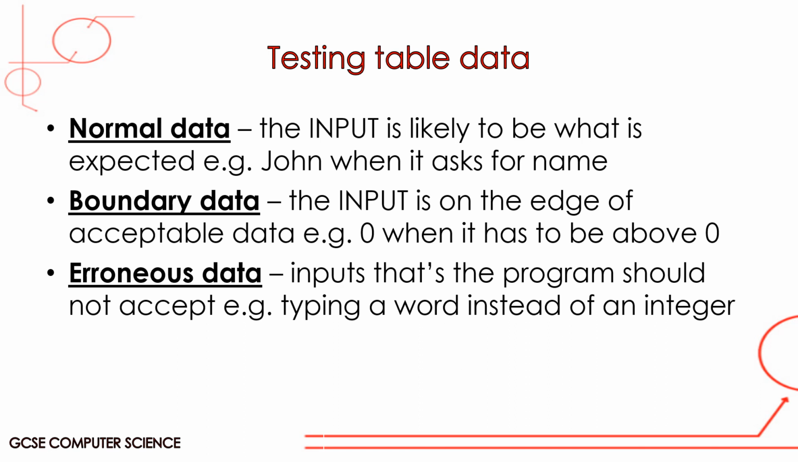Testing tables can be used to test the program, and you should use these three testing data types: normal data, boundary data, and erroneous data. Normal data is what you are expected to type in. For example, if you type John when it asks for a name. Boundary data is when the result is on the edge of the acceptable data. For example, if you put 0 in when it has to be above 0. Anything that is on the border of what is acceptable. Erroneous is when you type something completely wrong in. For example, a word instead of an integer.